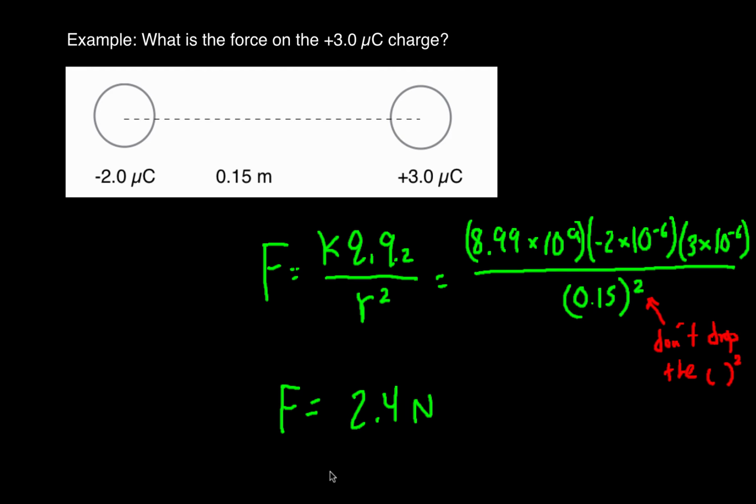Remembering that Coulomb's law will only give you the magnitude of the force, and since force is a vector, we need to have the actual direction as well. Since these are unlike charges, we've got a negative and a positive, we know that they attract. The 2 microcoulomb charge is attracted to the 3, and the 3 microcoulomb charge is attracted to the 2. Since we're interested in the force on the 3 microcoulomb charge, we look at that direction, which is to the left. So the force on the 3 microcoulomb charge is 2.4 newtons to the left.